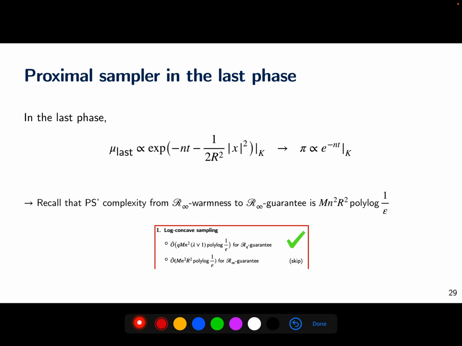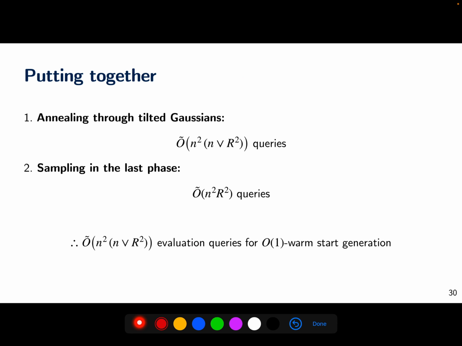Yeah, in the last phase, at the end of this annealing phase, you should finally jump out of this annealing scheme and then go to phi, your target distribution. And here, using our second result, which I skipped, you can achieve n squared r squared query complexity in total. Yeah. So here's a summary. Annealing through tilted Gaussian takes this many queries, and sampling in the last phase also takes this many queries. So combining them together, we have this many total queries for O(1) warm start generation.